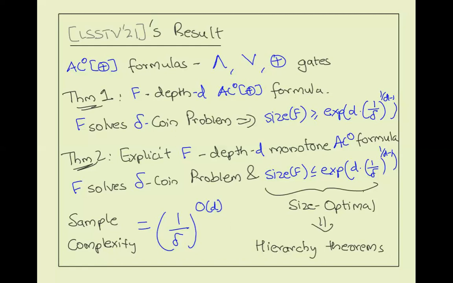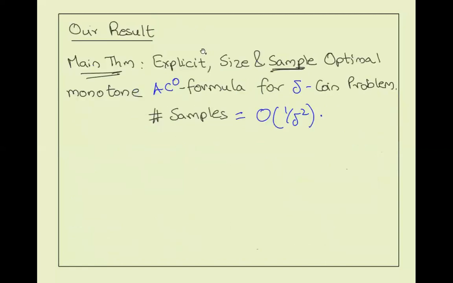Okay, so in this work, what we do is we fix this facet of LSSTV. Our main result is a sample optimal construction of formulas for the coin problem. They continue to be explicit, size optimal, monotone AC0 formulas, but now they also use an information theoretically optimal number of samples, 1 by delta square. Okay, so that's the main result.